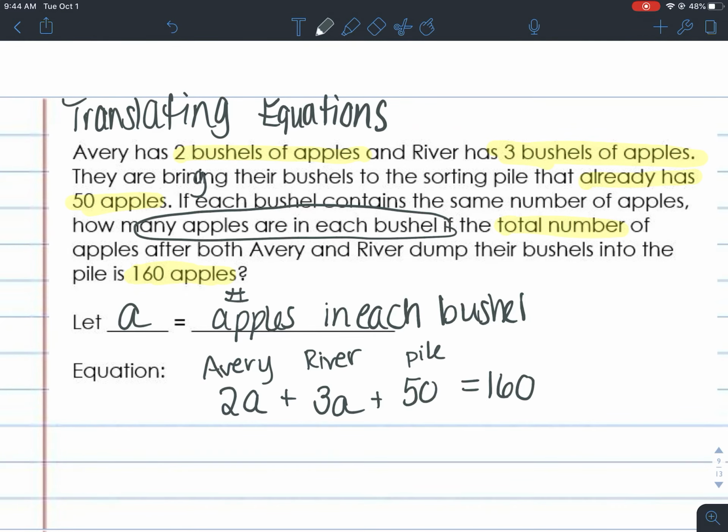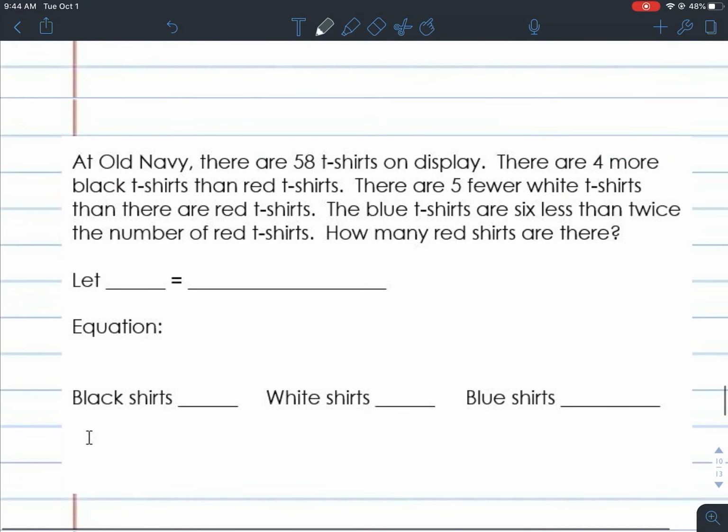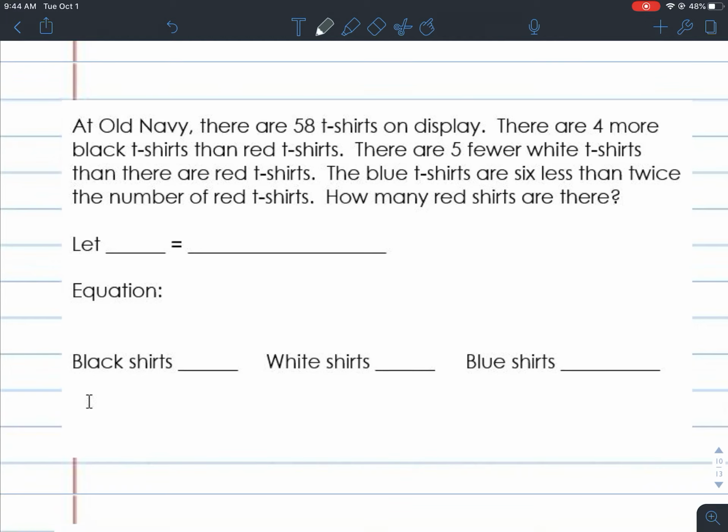Okay. Let's look at this one. At Old Navy, there are 58 shirts on display. And there are 4 more black shirts than red shirts. There are 5 fewer white shirts than there are red shirts. And the blue t-shirts are 6 less than twice the number of red shirts. How many shirts are there?